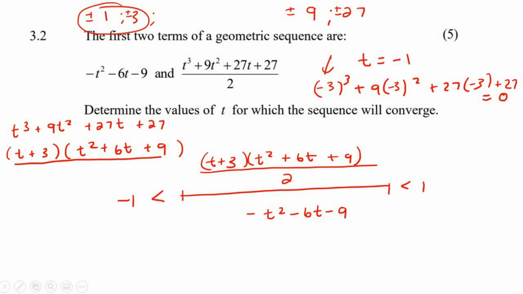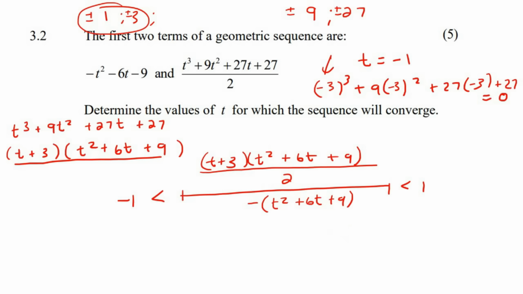Now, I can see there's a similarity over here, but it's not exactly the same. So at the bottom here, we can take out a negative as a common factor. So then that would leave you with t squared plus 6t plus 9. I'm just going to replace that over here now. So negative, and then t squared plus 6t plus 9.